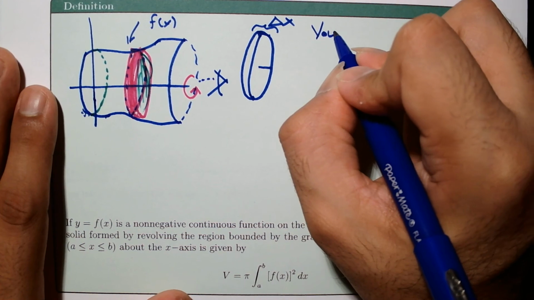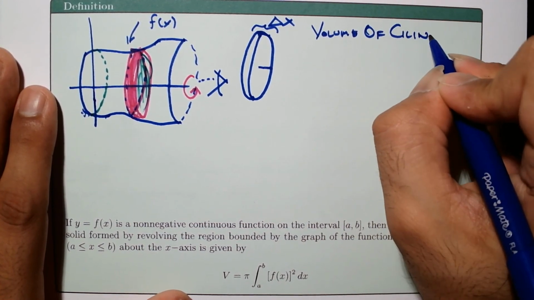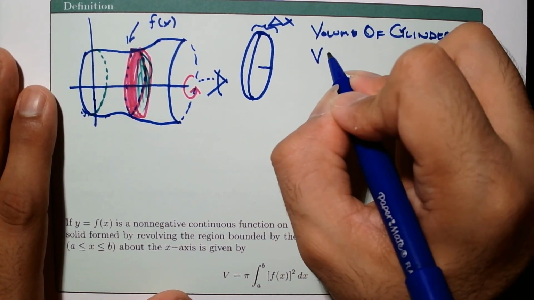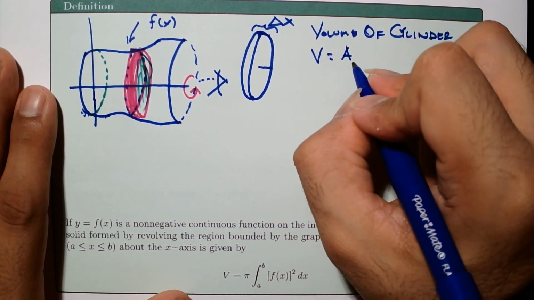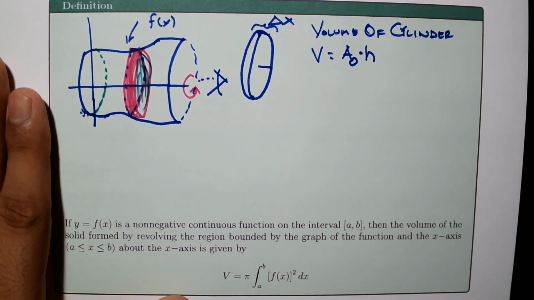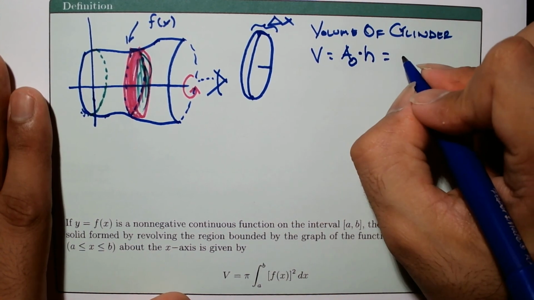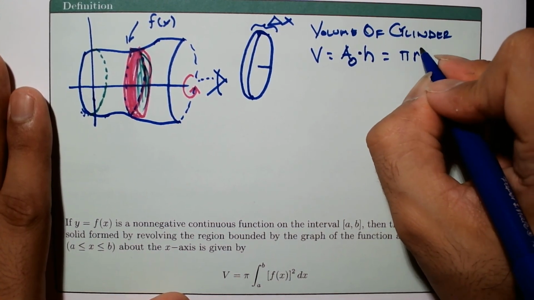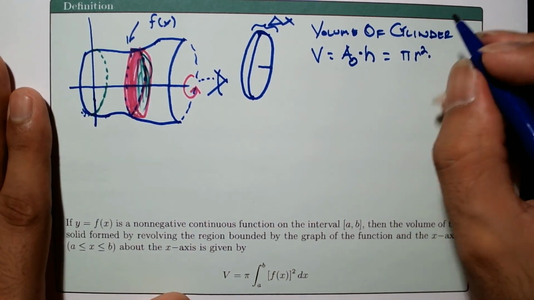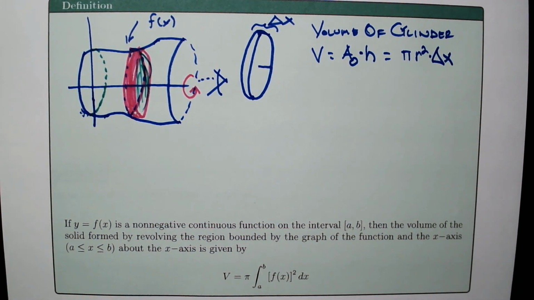So the volume of a cylinder will be given by the area of the circle times the height of the cylinder. In this case, the area of the circle, we know the formula for that, which is pi r squared, and the height, which is the thickness of this cylinder, we call it delta x.